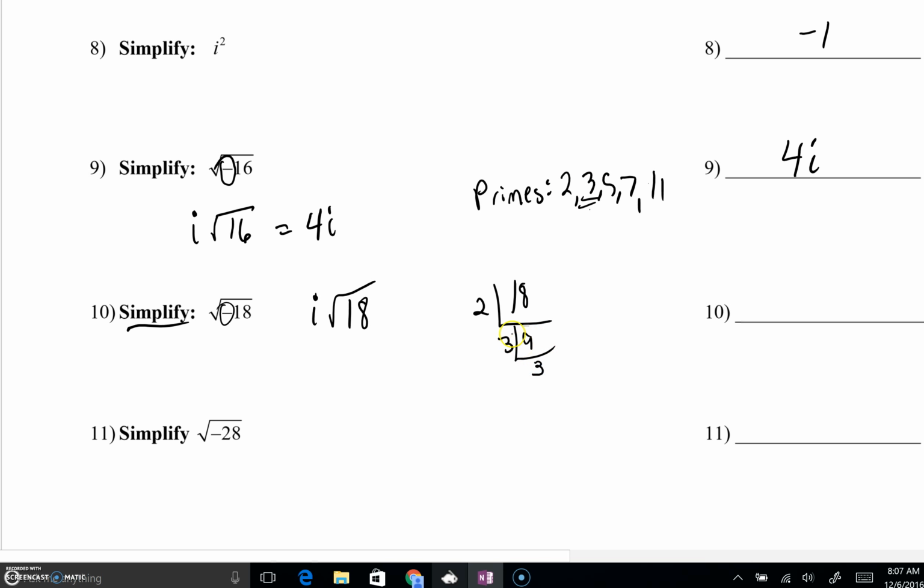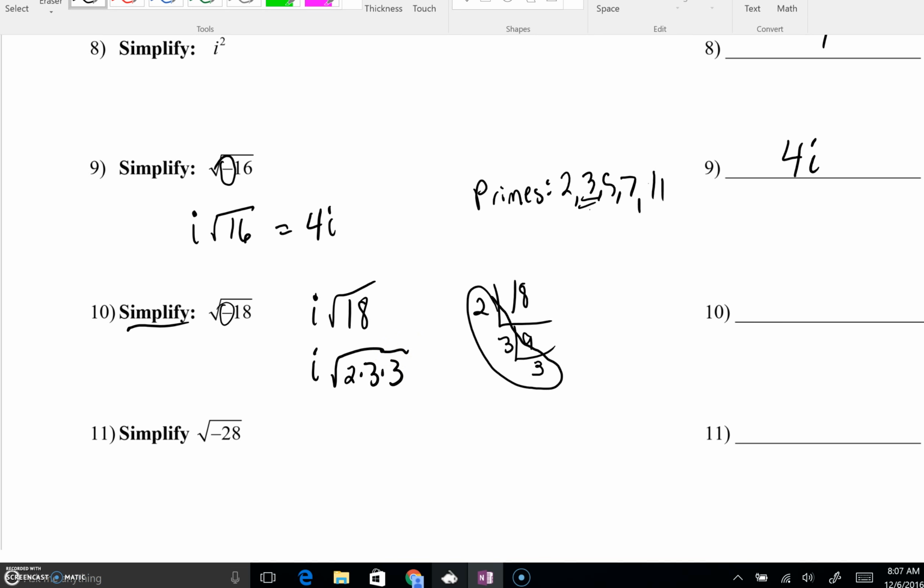9 divided by 3 is a 3. 3 is a prime number. What you're seeing is you now have arrived at your prime factorization. What we do next is we just look for 2 of the same number. Hopefully you can notice we have 2 3s there.